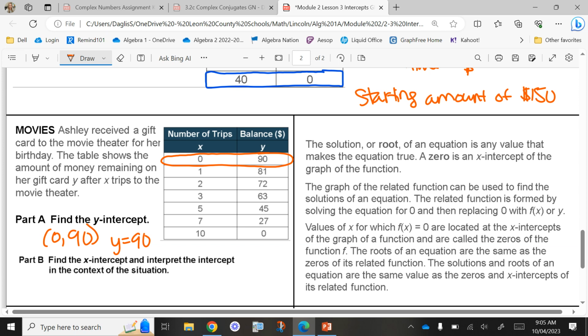It didn't tell me to interpret that, but I'm going to ask you to interpret that. So if y-intercept is where I start, what does the 90 mean? Starting with 90 what? Dollars. There's $90 on her gift card. Is what that shows.